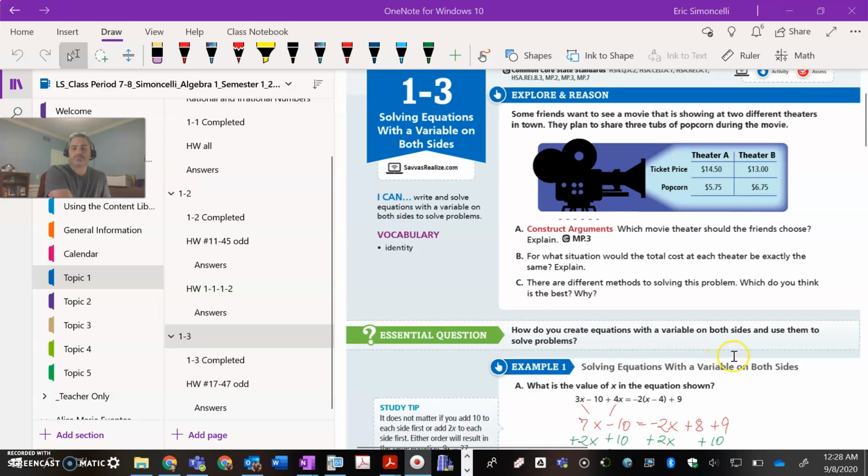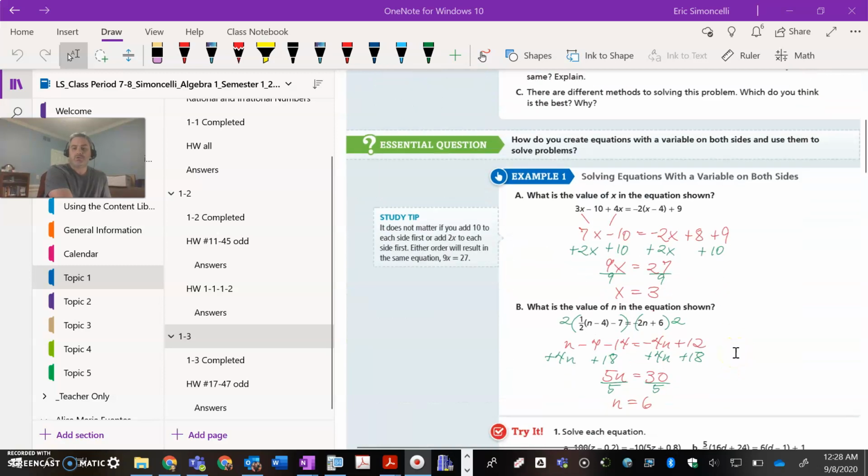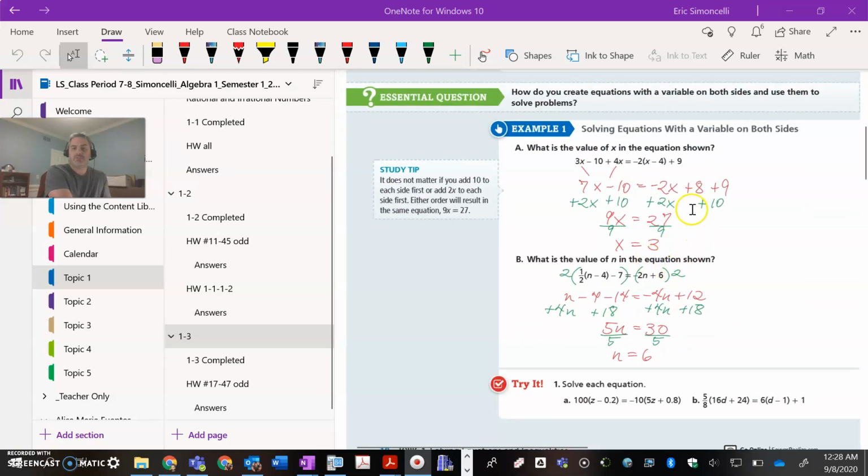Example 1. There are 2 parts to this example. It says, what is the value of x in the equation shown? And as you can see, 3x minus 10 plus 4x equals negative 2, quantity x minus 4, plus 9.